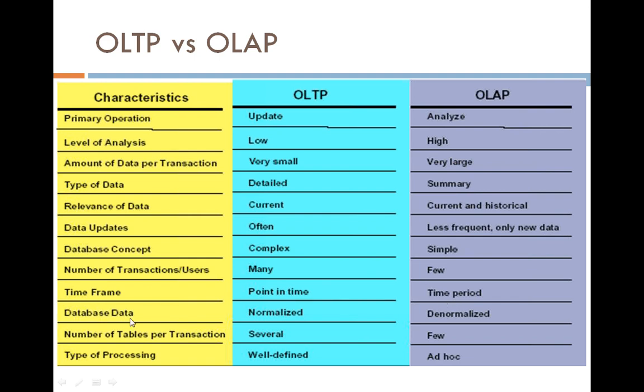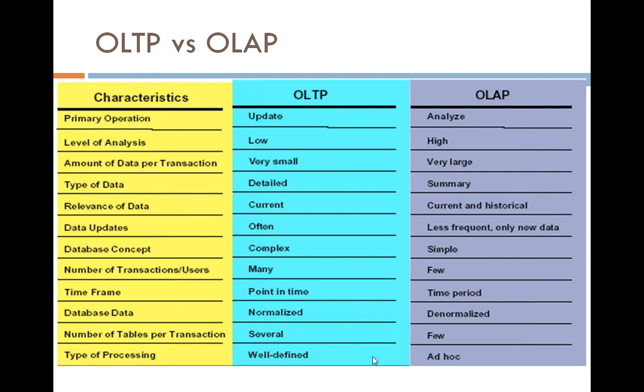And database data: it is a normalized database here and a denormalized database here. Number of tables per transaction: several and few. And types of processing: it is well defined here, and here it is ad hoc. Ad hoc in the sense of on-time reporting. So initially the manager is viewing the data from the customer point of view. Suddenly he wants to view the data from the country point of view. That type of ad hoc decision is supported by the OLAP system.